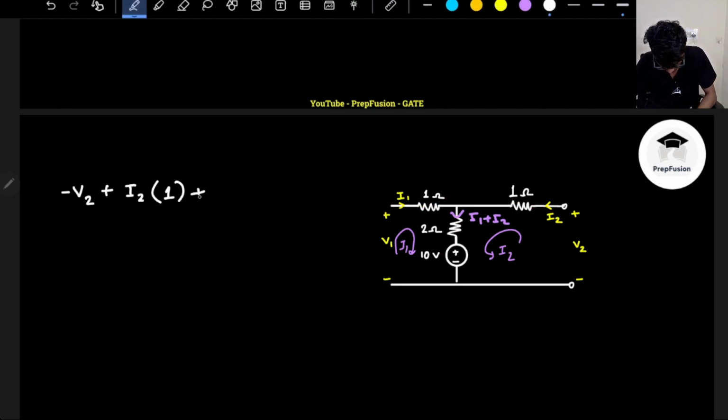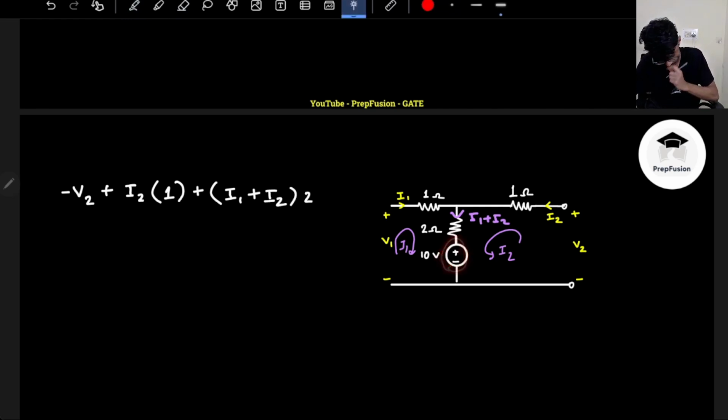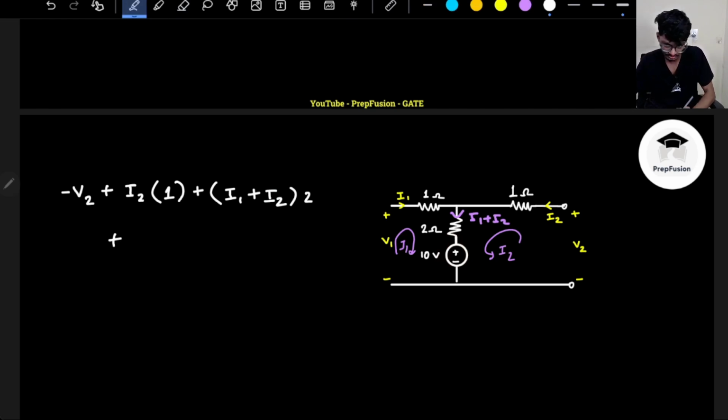I2 into 1 plus I1 plus I2 into 2, and don't forget this 10-volt source as well, right? So I hope whatever reference you follow for KVL, you can follow that reference. I follow this reference, that I always write the first sign. Drop is like this, so I will always write the first sign in my KVL. Okay, so this will be 10 and then equal to 0.